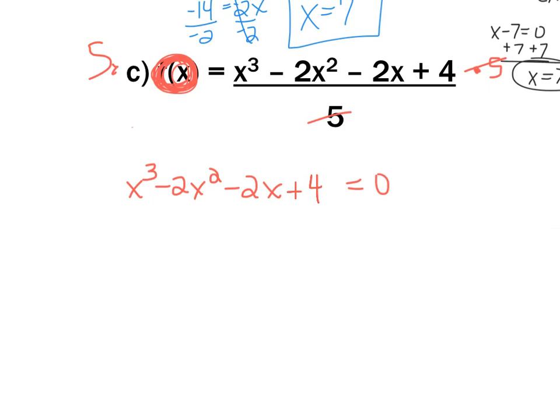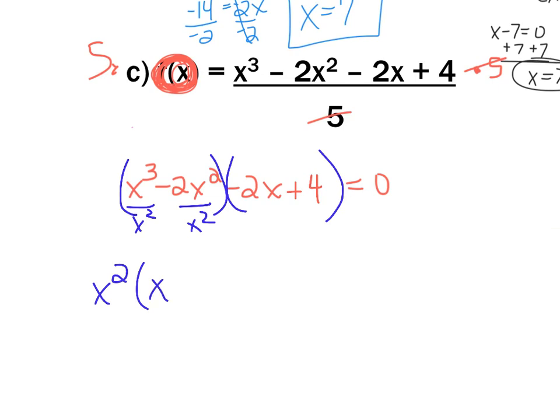Group it. Good, Sierra. So I'm going to group the first 2. I'm going to group the second 2. And look how I included that negative. Always do that. Then you won't have to worry about signs. So look at each parenthesis separately. X cubed minus 2x squared. What does x cubed and minus 2x squared have in common? X squared. So if I factor out the x squared, if I divide this by x squared and I divide this by x squared, what am I left with?